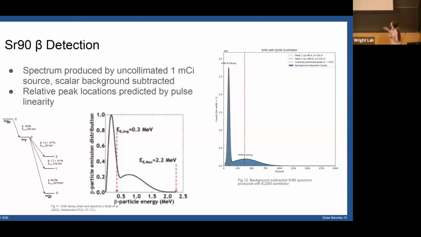Another way to verify our results here was because of the linearity of beta energy deposited in the scintillator and the PMT, you can use the linearity to predict where the second peak should be based on the first, and it comes within 10 channels on the MCA of the proper peak, which is pretty nice.